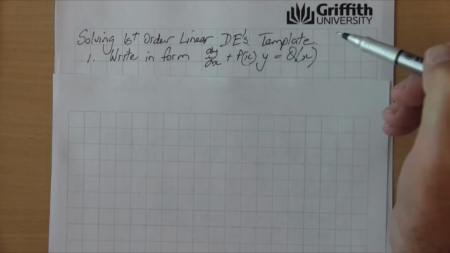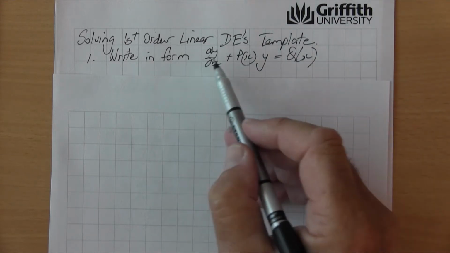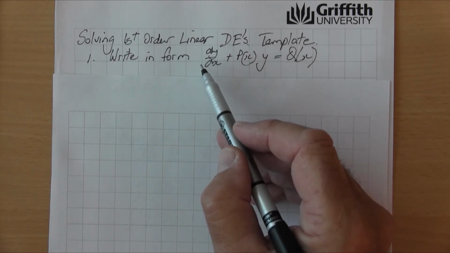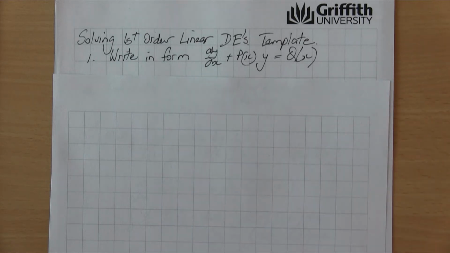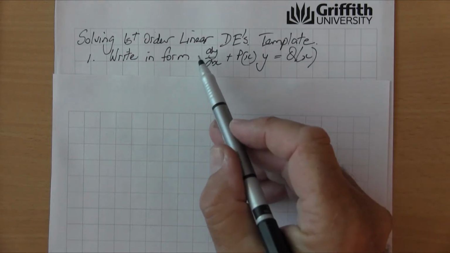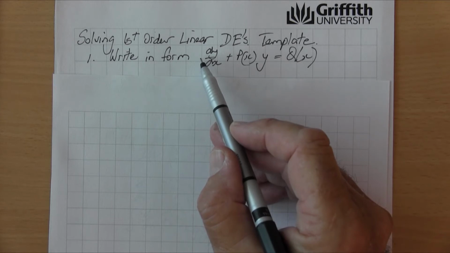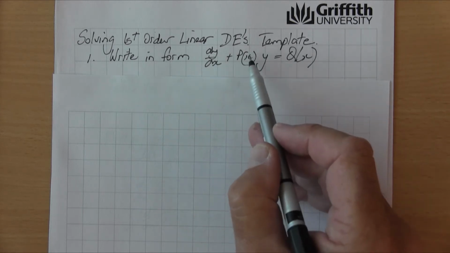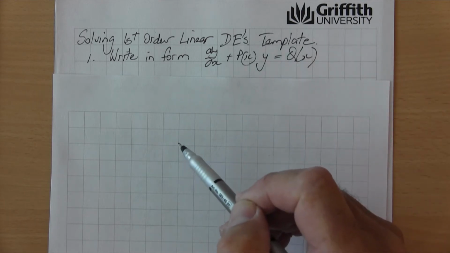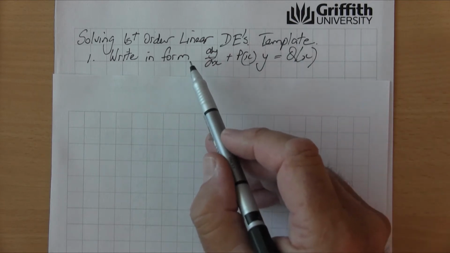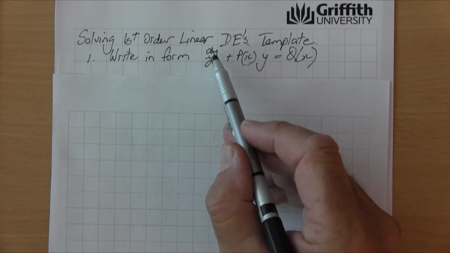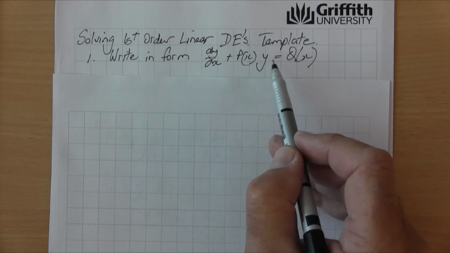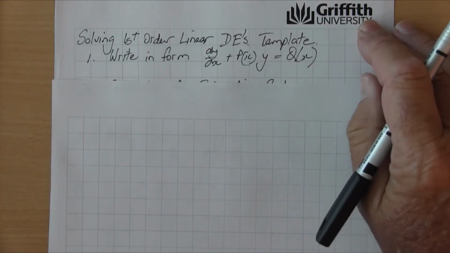times y equals q of x. Now, it's important to firstly get it in the form of dy dx, no coefficient in front of dy dx. So that could be the first step of the template: if there was a coefficient before dy dx in the original equation, you'd have to divide right through by that, and that would change this, and that would change q of x there. So the first step could be, if it's not already, get it in the form of just dy dx by itself, plus p of x y equals q of x. So that's the first step.